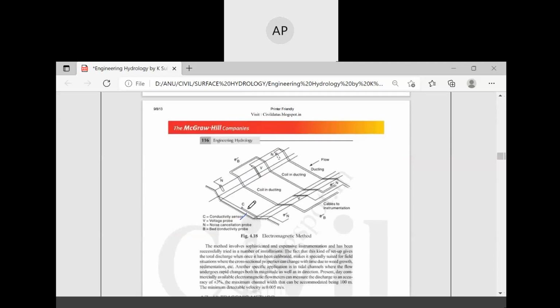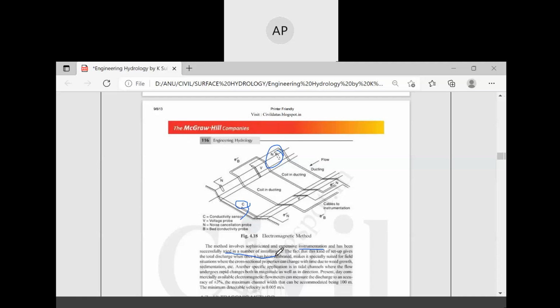C is the conductivity sensor, V is the voltage probe, N is the noise cancellation probe, and B is the bed conductivity probe. This method involves sophisticated and expensive instruments, and has been successfully tried in a number of installations.